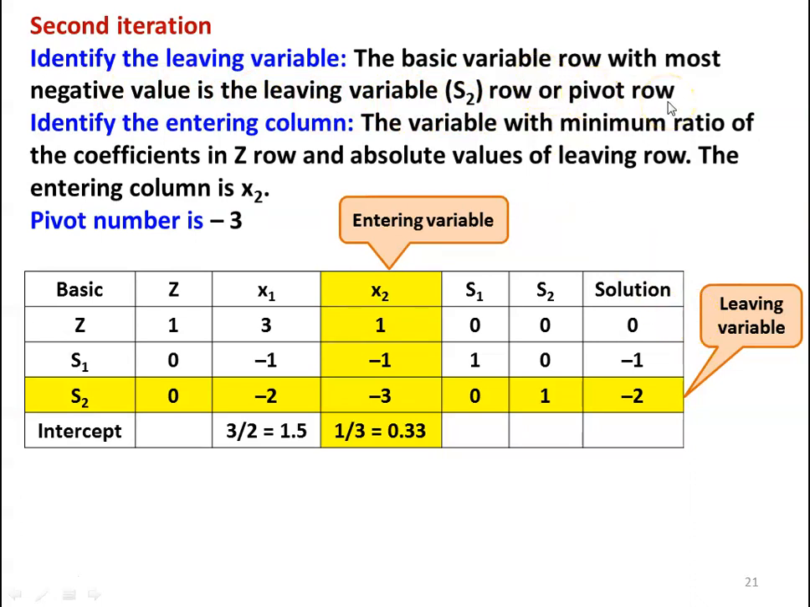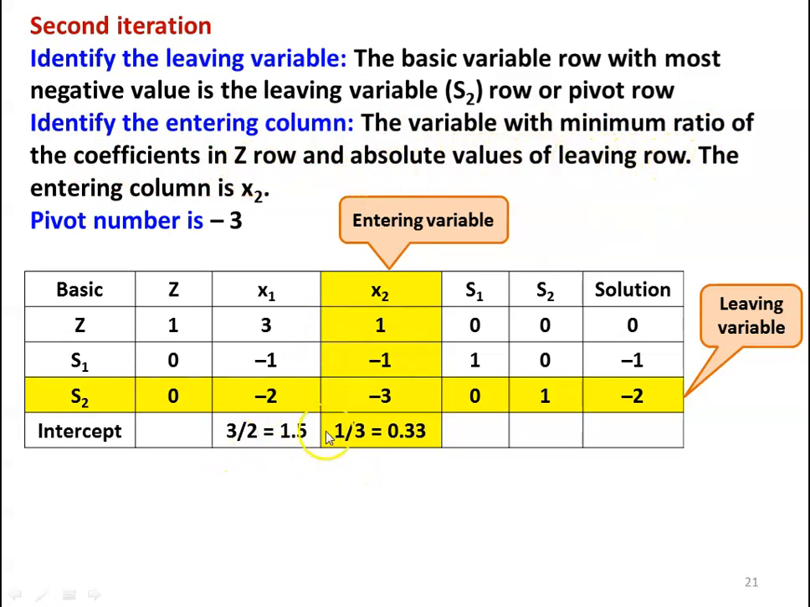Whereas in the LPP simplex method, we identify the entering variable, then the leaving variable. But here, first we identify the leaving variable with the most negative right-hand side. Then we identify the entering column: the variable with the minimum ratio of the coefficient row and the absolute value is the leaving row.